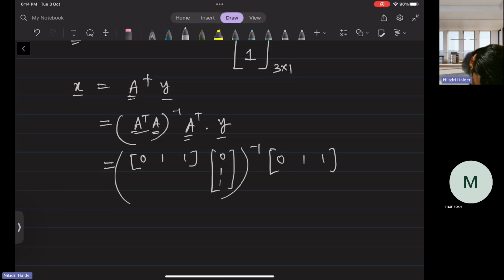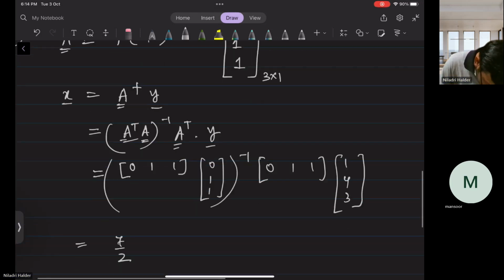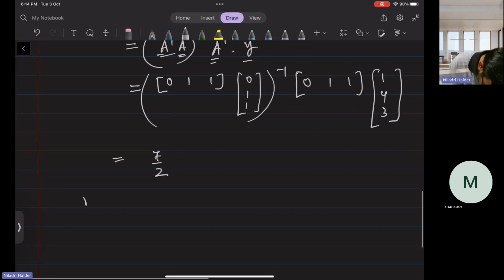0 1 1, then y is equal to 1, 4, 3. So this is 1 plus 1, 2. So 1 by 2 into this is the 1. So 4 plus 3 is 7. So this will be 7 by 2. So x is just one value. Then the residue will be calculated.